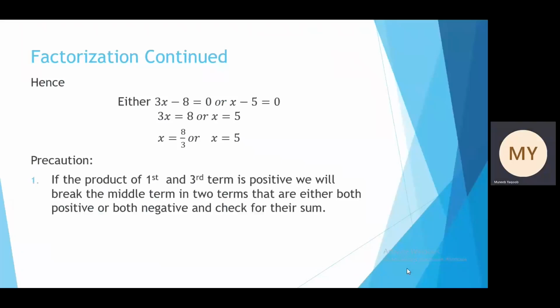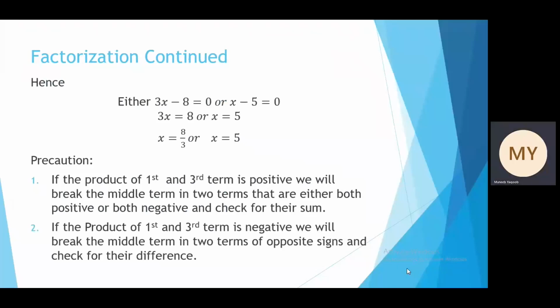Precaution. If the product of the first term and third term is positive, we will break the middle term into two terms that are either both positive or both negative and check for their sum. But if the product of the first term and third term is negative, we will break the middle term into two terms of opposite signs and check for their difference rather than their sum.